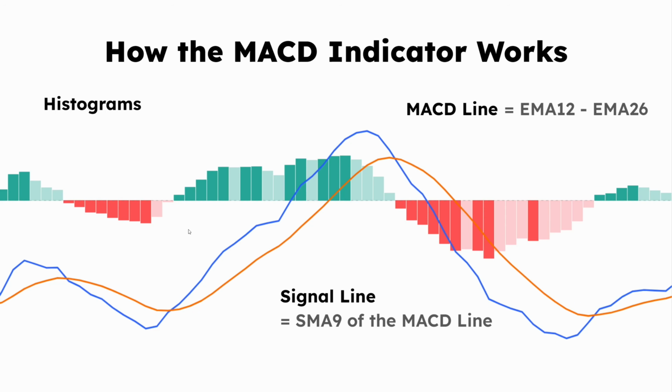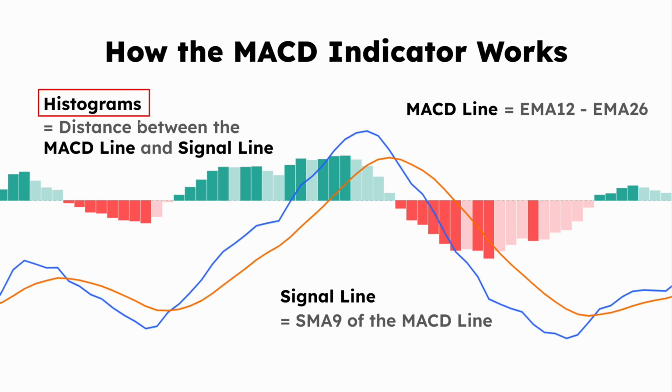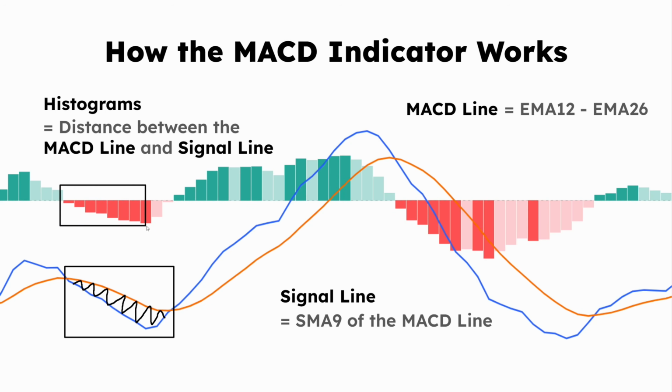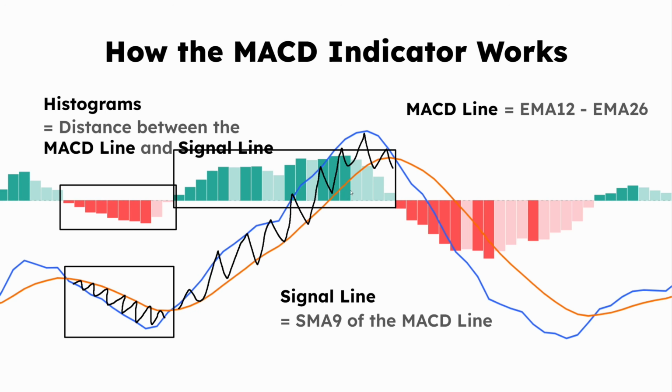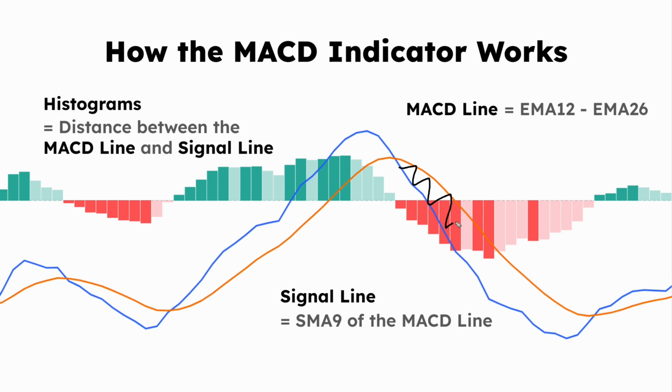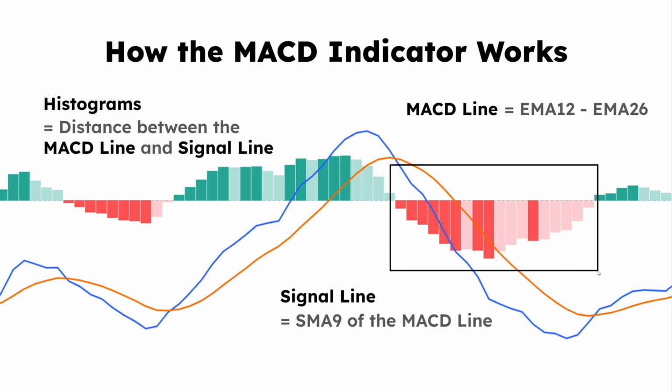But now then, what are the histograms? Well, the histograms are basically the distance between the MACD line and the signal line. So if you take a look at this part of the MACD right here, you can see that when the MACD line is below the signal line, the distance in between these two lines will create the histogram valley right here. But when the MACD line is above the signal line, like this whole part right here, you will see that a mountain will be created based on this distance. Same thing is true right here. Once again, we have the MACD line below the signal line and the distance creates this whole valley.